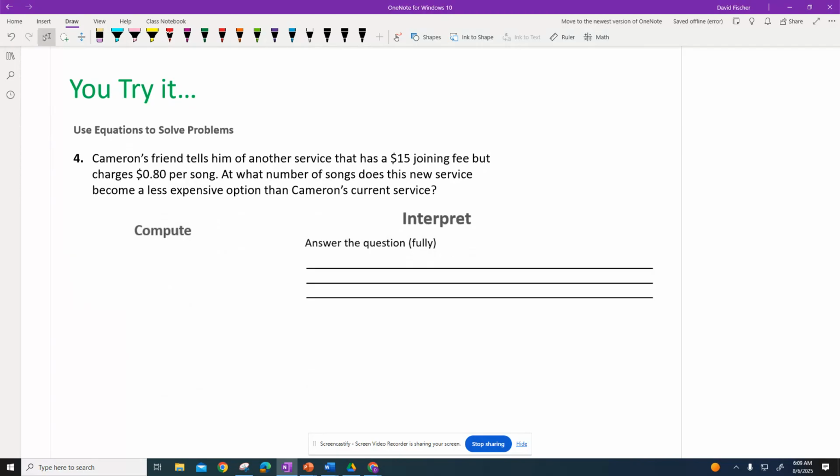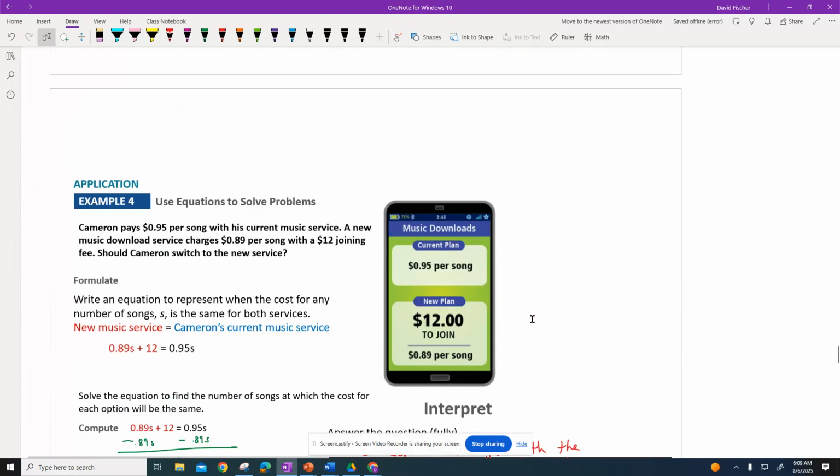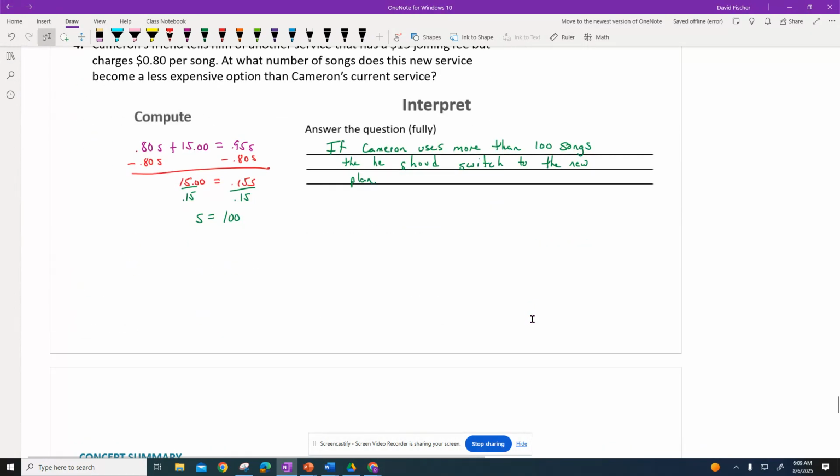All right, let's see how you did. So now it's 80 cents a song plus the $15 to join. And the other guy, I think it was 95 cents. Yeah, he's 95 cents. You have it on your paper there. You can see I have to keep scrolling up. So in that case, he needs to do more than 100 songs if he should, I forgot an L, should. Then he should switch to the new plan.